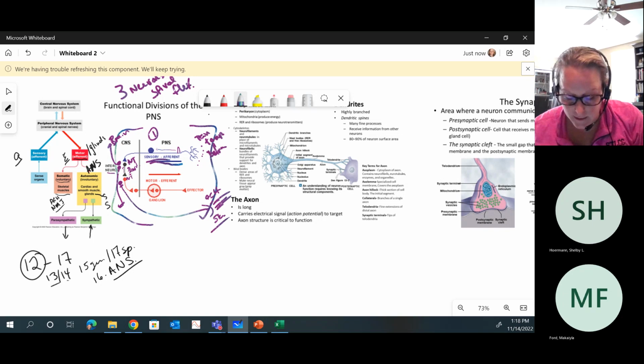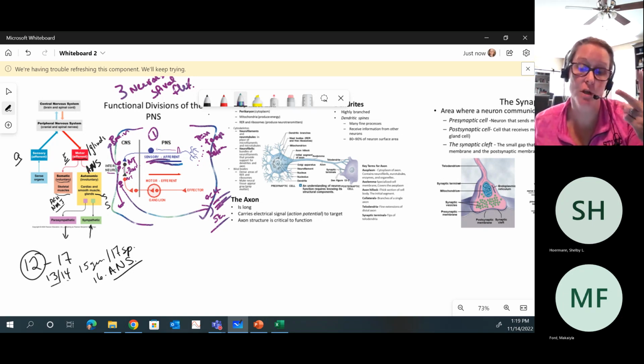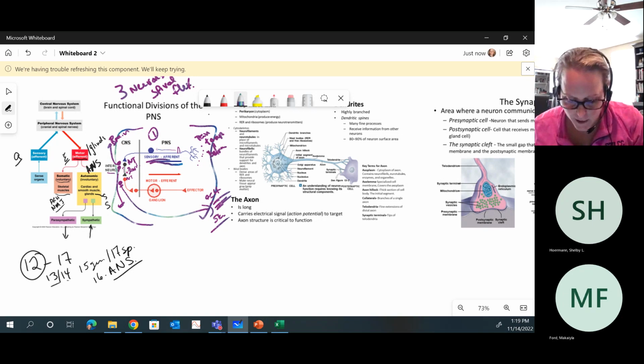If it's going to need to tell the pathway of your autonomic nervous system, the autonomic nervous system takes 2 neurons to have their effect. So that's why it's showing neuron number 1, neuron number 2.